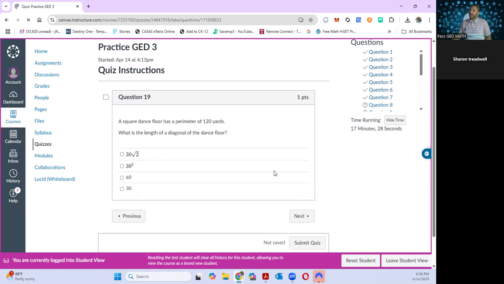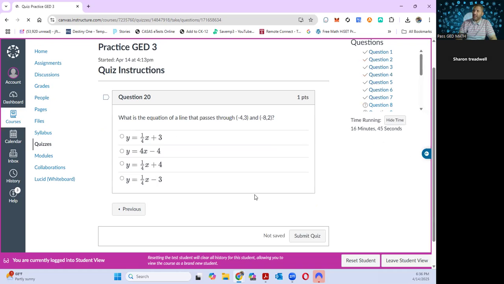A square dance floor has a perimeter of 120 yards. What is the length of the diagonal of the dance floor? 120, diagonal. And after that, 60. Hello? Which one did you say? C? I said C.